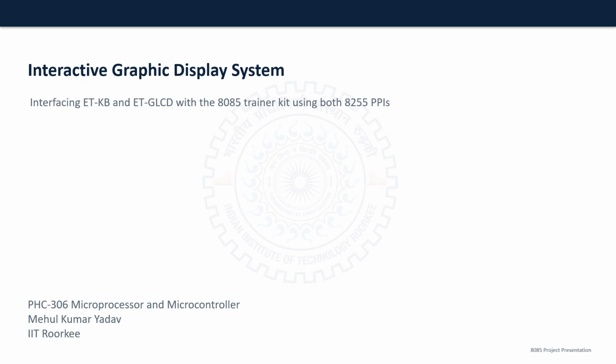Hello everyone, this is MEHUL and I will be presenting my slides on the interactive graphic display system. This system is a very minimal graphic system that uses two modules, the ETKB and the ETGLCD module, with the 8085 trainer kit using both the PPIs.